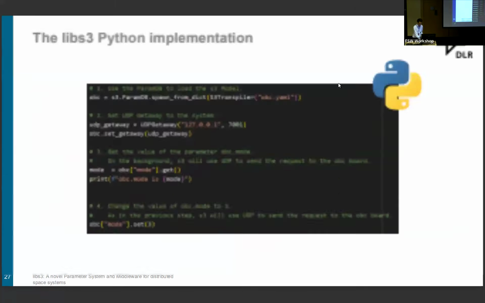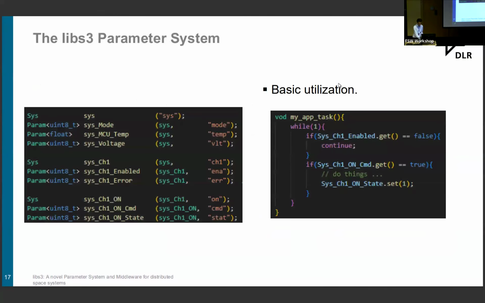So I think it's like how you utilize the parameters programmatically in your software. You do the get and set. So for example, if I want to change the mode of operation of my satellite, I send the command to change the mode parameter, and then I do the get. And if mode is 1, I will do this. If mode is 2, I will do this. I don't know if the question goes in that sense.